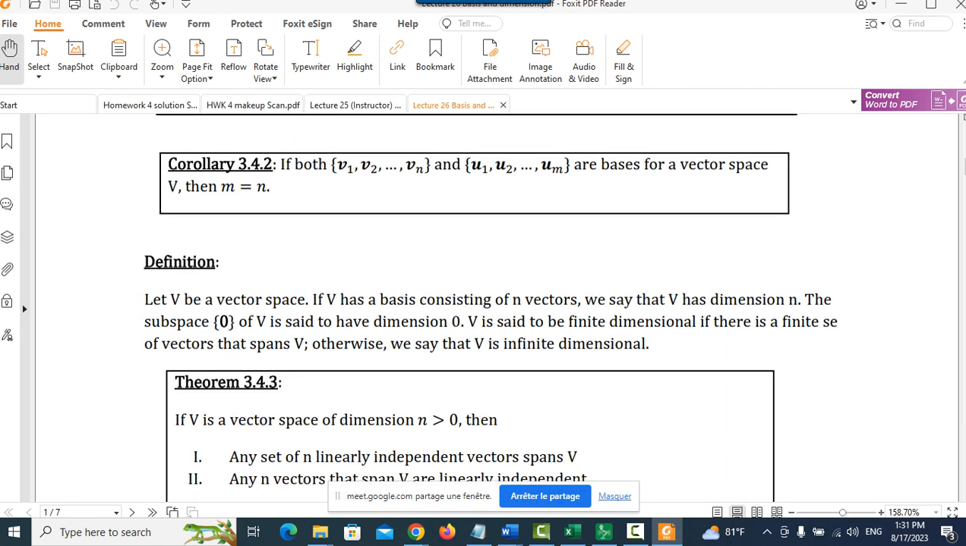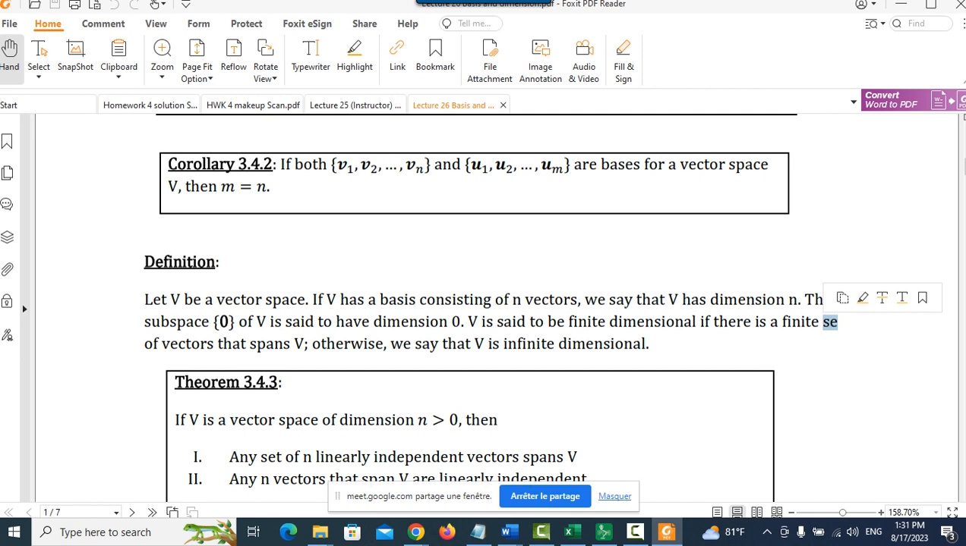Definition: let V be a vector space. If V has a basis consisting of n vectors, we say that V has dimension n, and the subspace {0} of V is said to have dimension 0. V is said to be finite dimensional if there is a finite set of vectors that span V. Otherwise, we say that V is infinite dimensional.